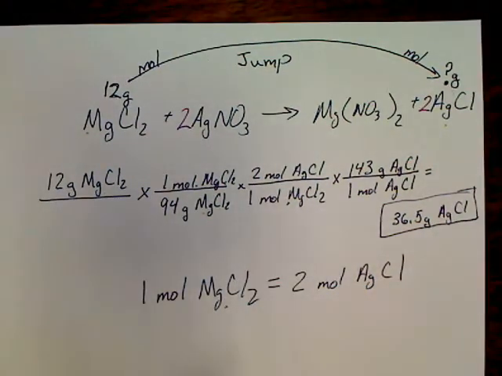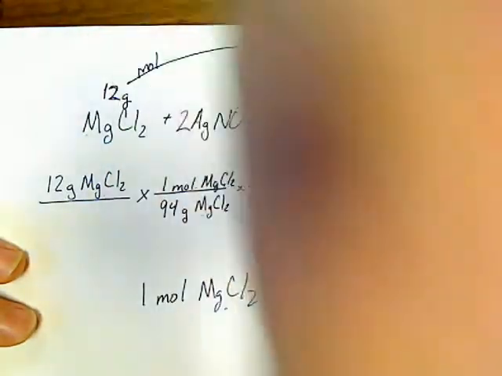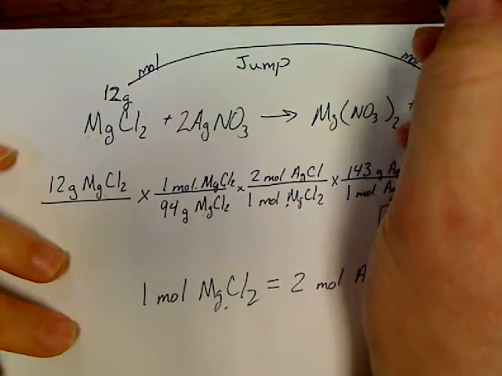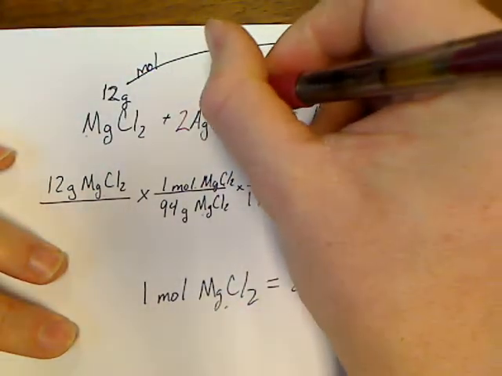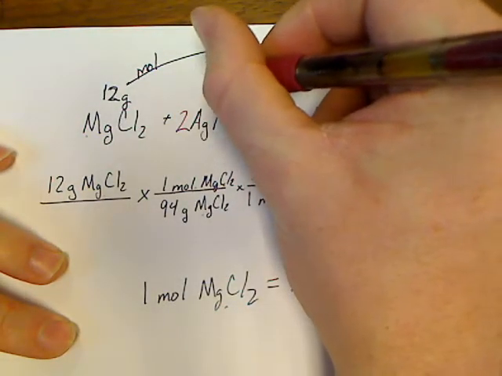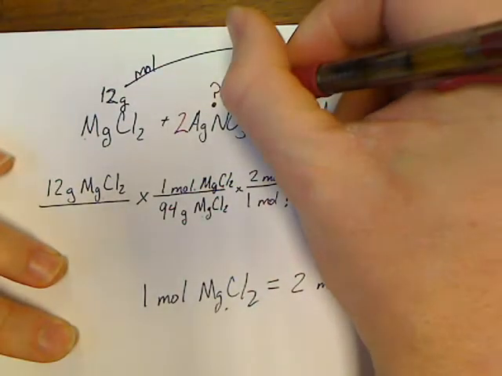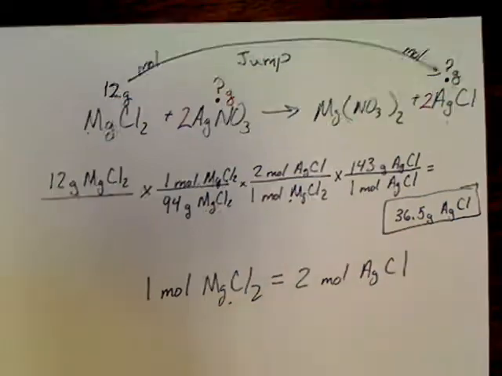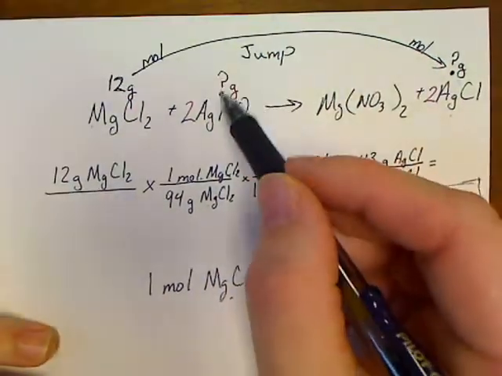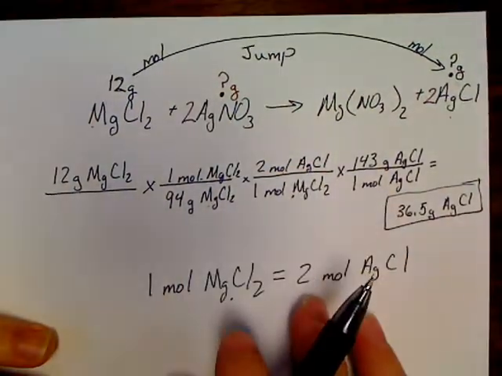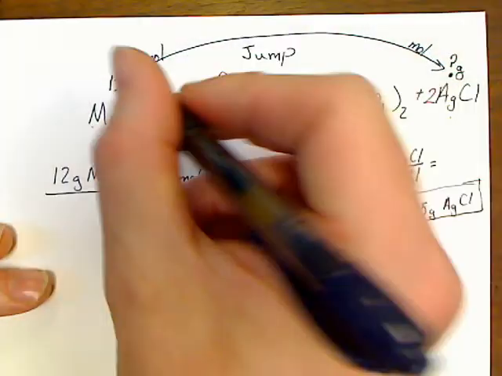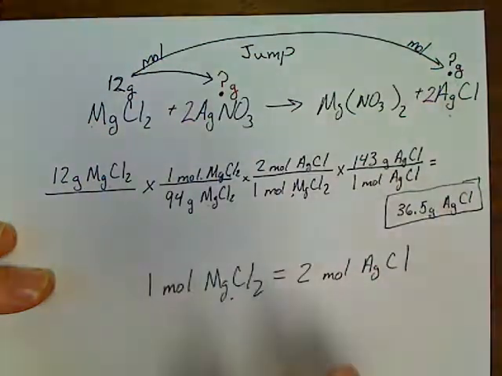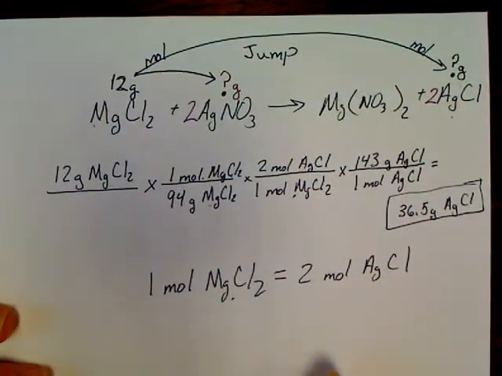All right, now, question B actually asks me to find how many grams of silver nitrate. So question B wants me to find the grams of silver nitrate that I need in this problem. So, next thing I'm going to try and do is figure out this grams of silver nitrate that I need in this problem. So my next jump is going to be here. I'm going to try and jump from here to here. So there's my next jump.